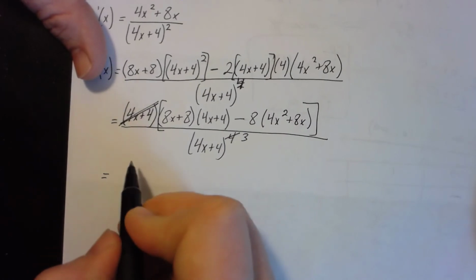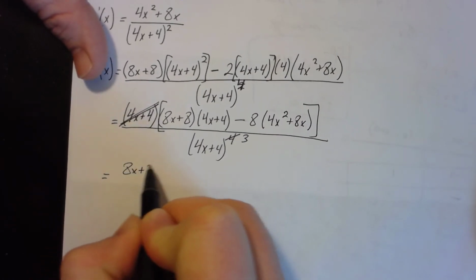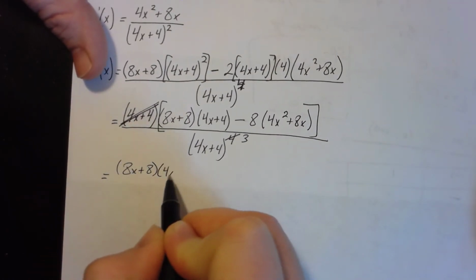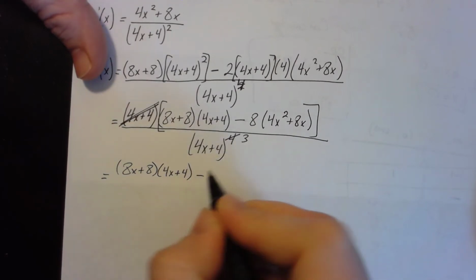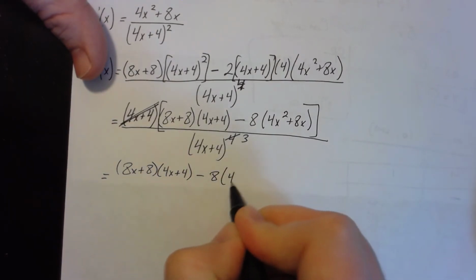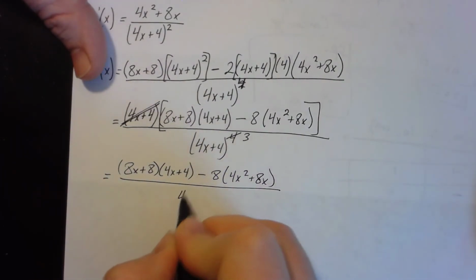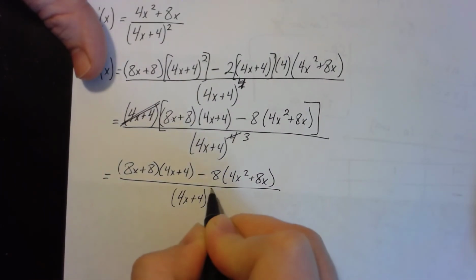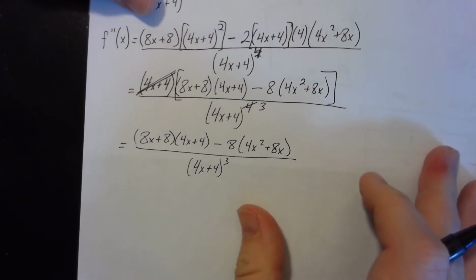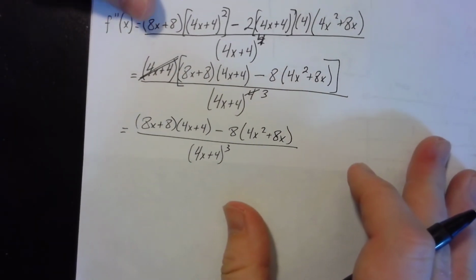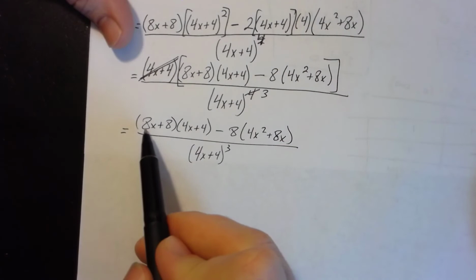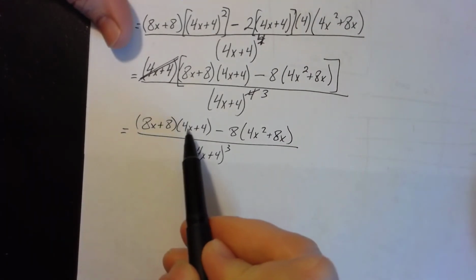So this becomes now 8x plus 8 times 4x plus 4, which I can simplify that a little bit more, and I will, times 8, and then 4x squared plus 8x, all divided by this (4x plus 4) cubed. Now, my next step is I'm going to, again, try to simplify this as much as possible. Now, you're thinking off the bat is 8x times 4x, and we can do that.